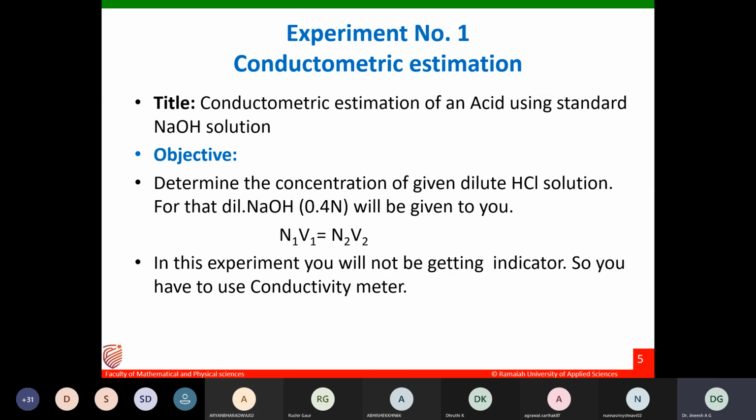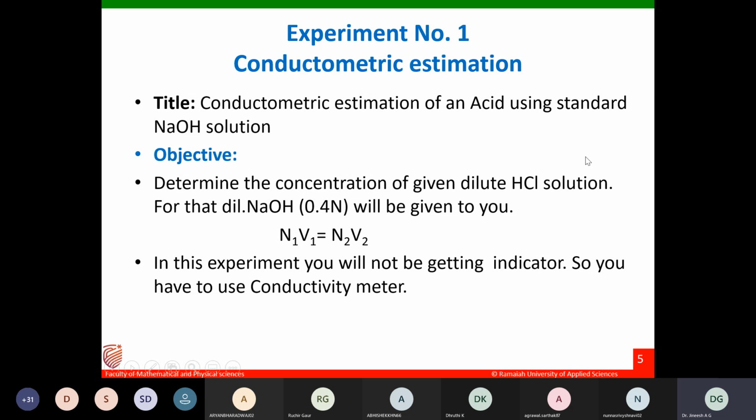All of you know how to calculate the concentration of an acid if the concentration of an alkali is given to you: N1V1 equal to N2V2. Any doubt in this equation? All of you have done this experiment? Yes, sir. Right? So we are going to use this equation to calculate the concentration of an acid.